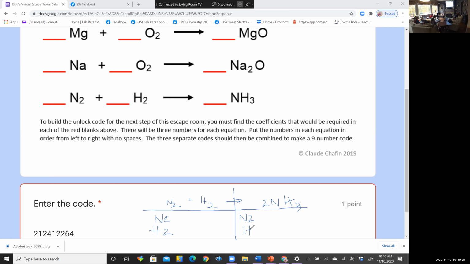We have 3. I think I figured it out. 6. Oh, you did? Yeah, I think I did. How about a 3? What'd you get? You put a 1 in front of the N2, because then with the 2 in front of the NH3, you would still have 6 hydrogen, and 1 times 2 is 2. So we should have 1, 3, 2. We agree on that? Yes. 1, 3, 2. All right, let's try it.